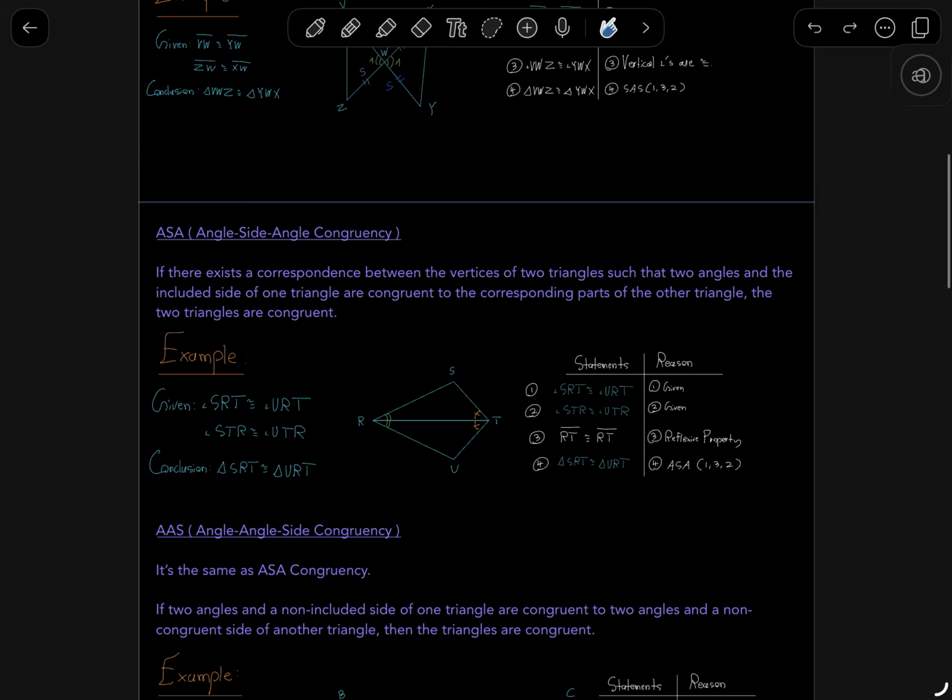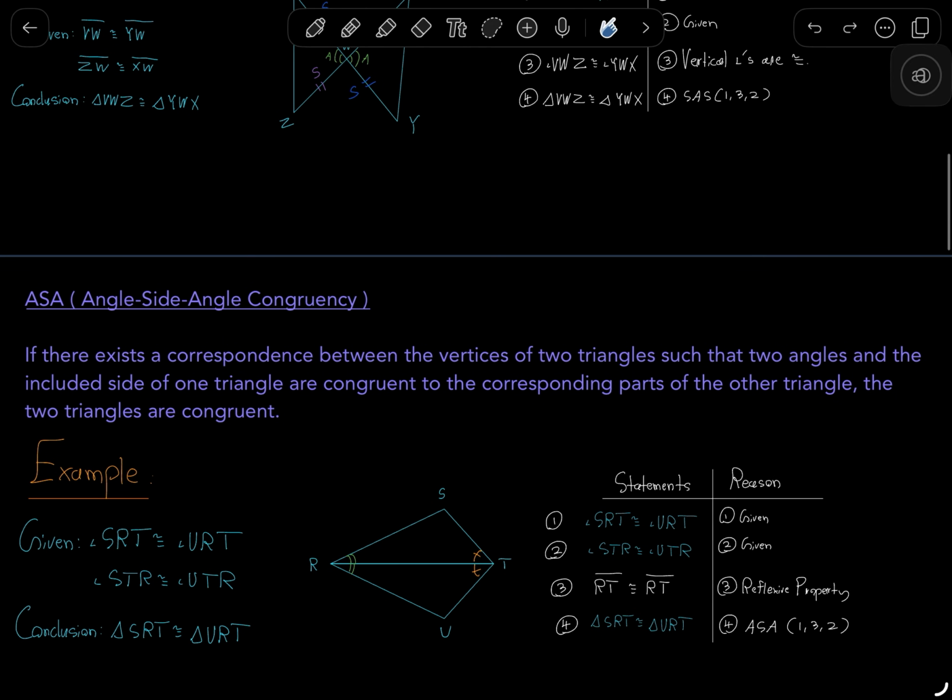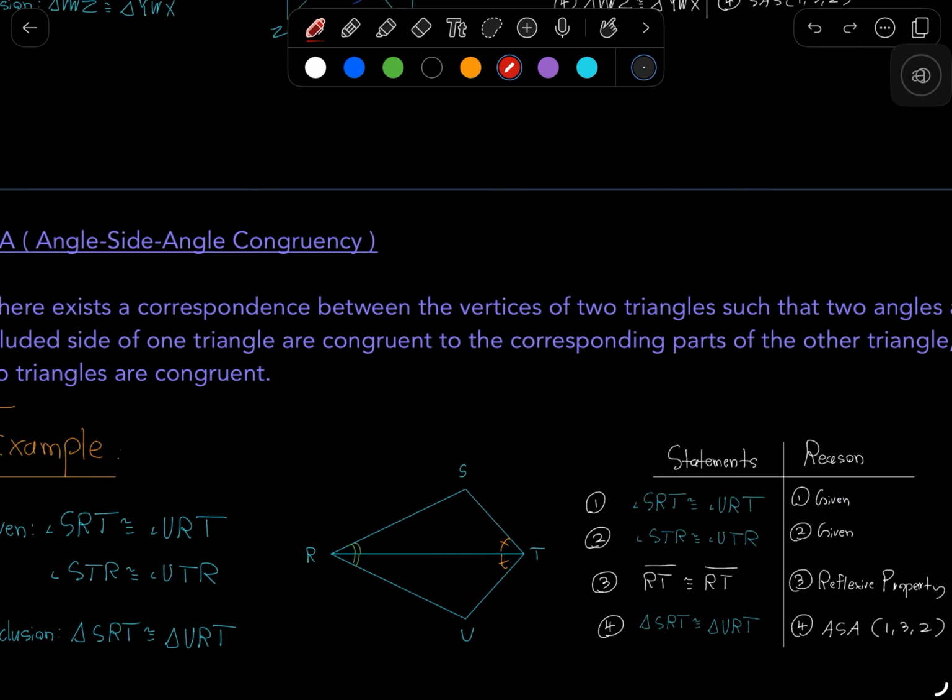Finally, we have angle side angle. There is another one, but again, I told you that's disguised. But we have angle side angle, which states that if there exists a correspondence between the vertices of two triangles such that two angles and the included side of one triangle are congruent to the corresponding parts of the other, the two triangles are congruent. This is again just a fancy way of saying that the angle, the included side and another angle have to be congruent to ones of the other triangle.